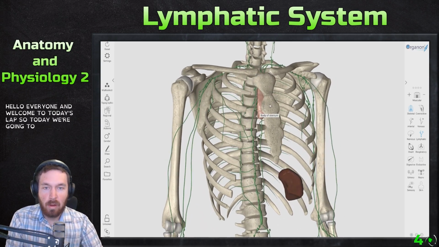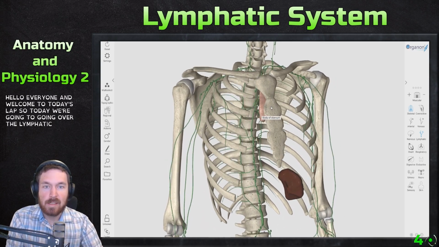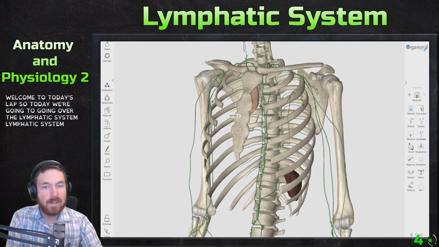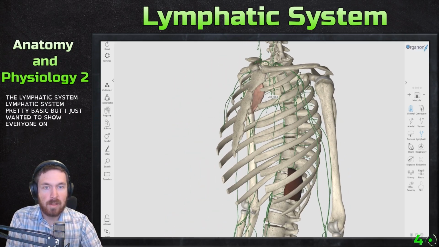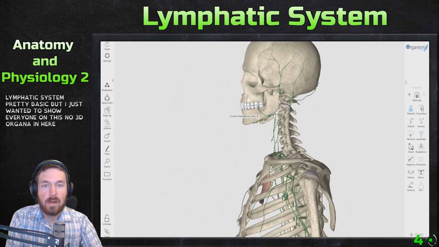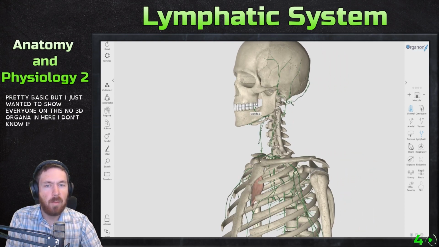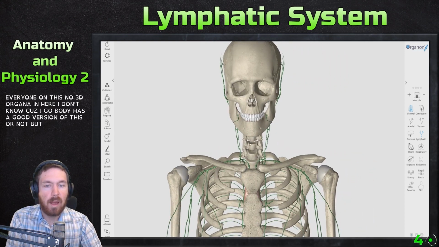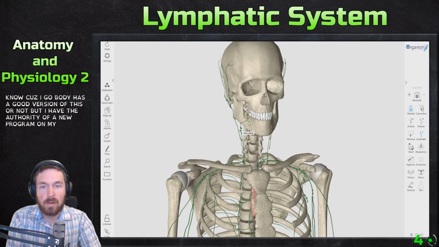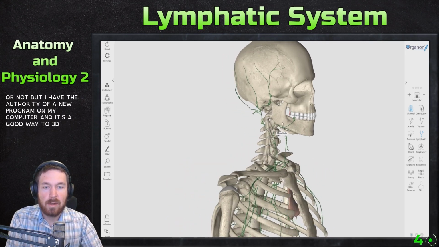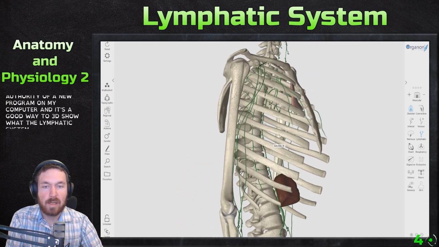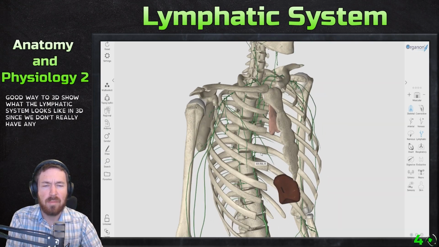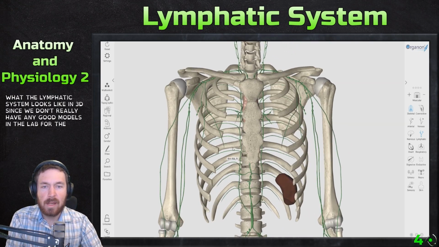Today we're going to be going over the lymphatic system. The lymphatic system is pretty basic, but I just wanted to show everyone this 3D Organon program on my computer. I don't know if Zygote Body has a good version of this or not, but it's a good way to show what the lymphatic system looks like in 3D, since we don't really have any good models in the lab for the lymphatic system.